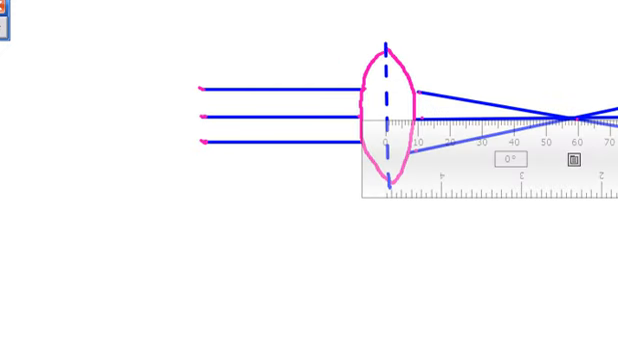I'm now ready to make my measurement. The focal length in this case is the distance between the midpoint of the lens and the point at which all the rays of light meet together. Now in this case that measurement works out to be about 5.8 centimeters.